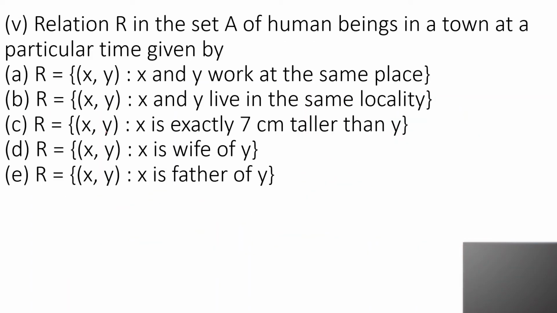Next is the last part. Relation R in the set A of human beings in a town at a particular time is given by: X and Y work at the same place. We have to straightaway check whether it is reflexive, symmetric or transitive.